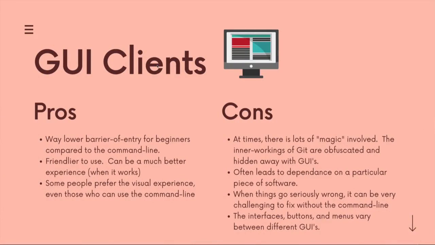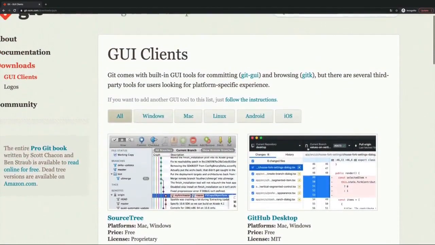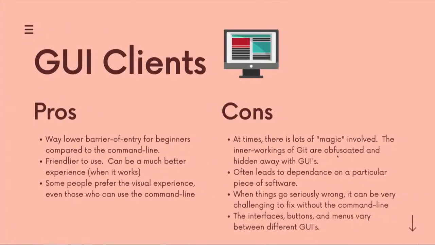Now, some of the cons are that there's a lot of magic involved with graphical user interfaces. Some of them really obfuscate or abstract away what's happening behind the scenes. So you may not really understand what your button clicks are doing, and that can work for you 99% of the time, but then when things go wrong, it can be a problem. Also, these GUIs can lead to users being dependent on one piece of software, because they do change from one GUI to the next. Even if they are similar, they have different buttons, different approaches, different labels for things, different windows and all of that. So I'm very pro GUI, to be honest with you.